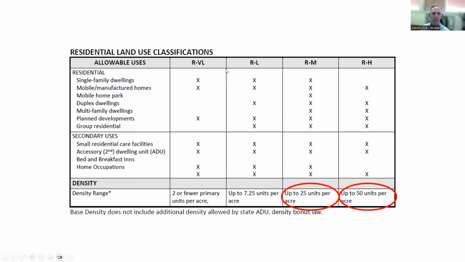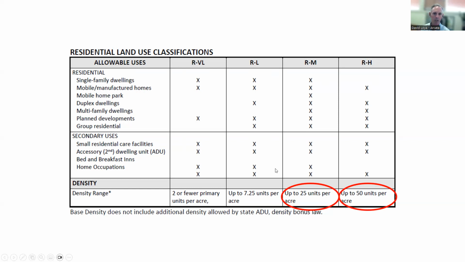We didn't change the residential very low or the residential low density types. Residential very low occupies a fairly significant proportion, almost 10% of the city's area. And so that may be a conversation for future councils, but we're attempting to meet our housing needs just through these other changes that we're proposing.